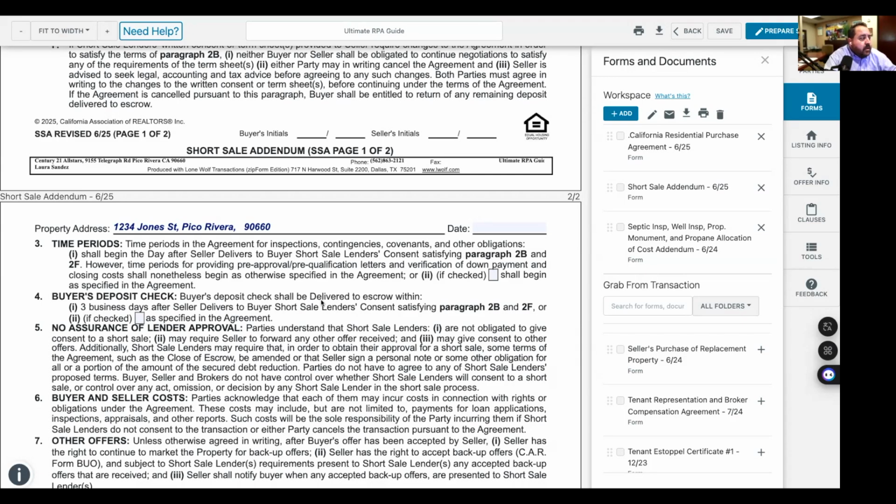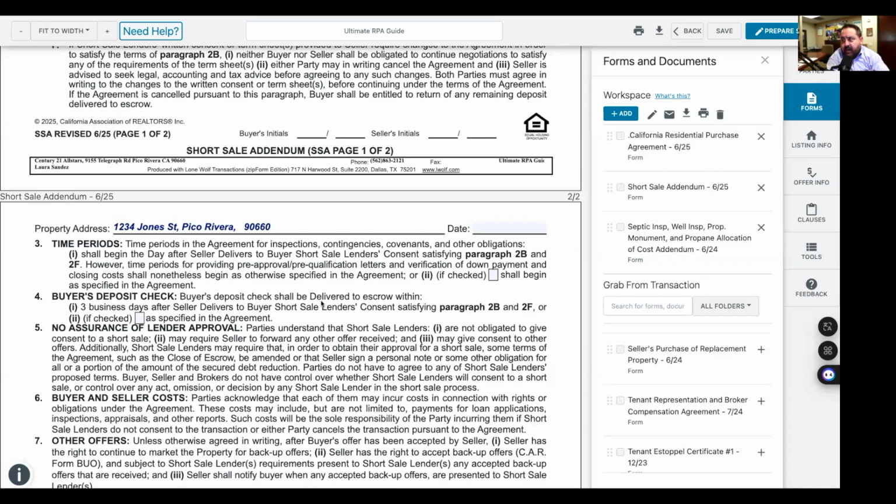Okay. Paragraph 5, no assurance of lender approval. That's the thing too, is when you do this, there is no guarantee that the lender is going to approve any of these short sales, right? I mean, for a while they were pretty routinely approving short sales. Not the case anymore.